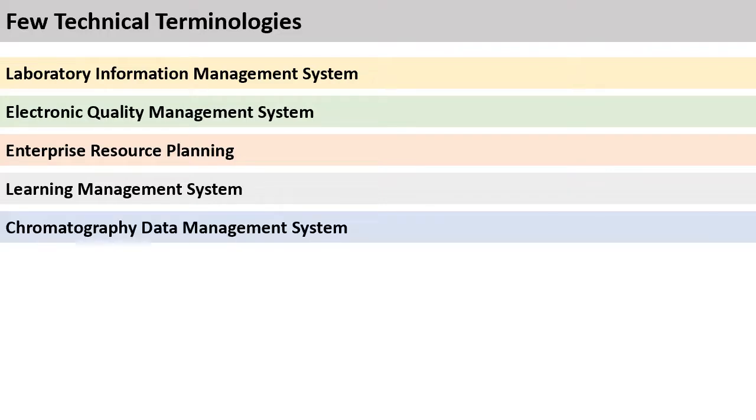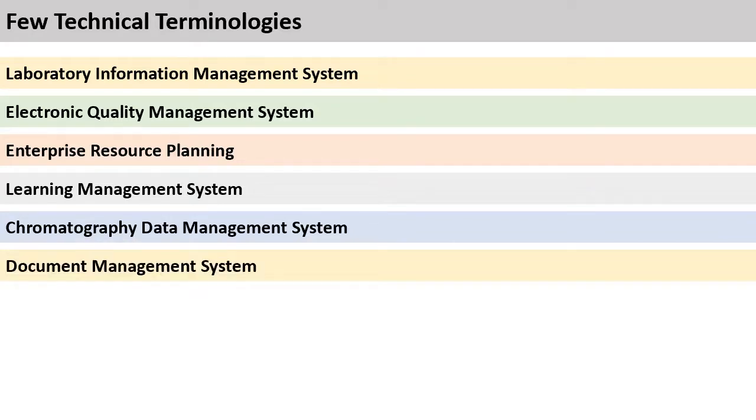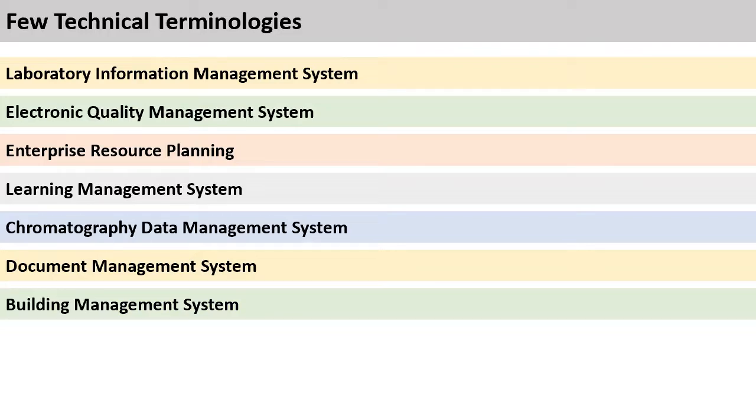Chromatography Data Management System. It is one of the critical systems where the analysis is processed and results are computed by the software. In this, all the chromatographic data are analyzed and stored for ready reference in future. Document Management System. It is for document preparation, review, approval, distribution, retrieval, etc. Building Management System. This basically works on maintaining and monitoring temperature, relative humidity, differential pressure and other operating parameters of air handling units.